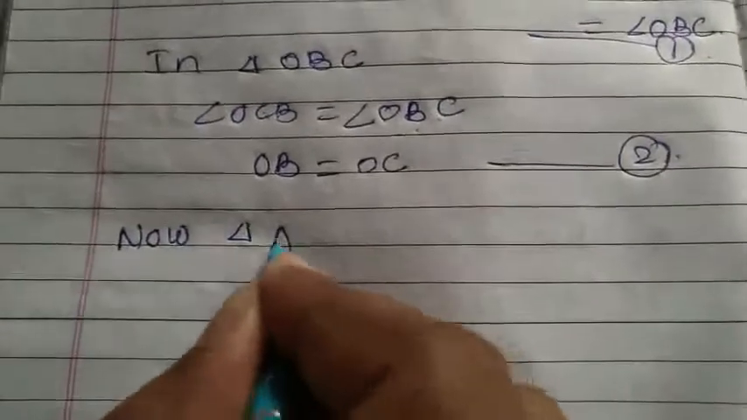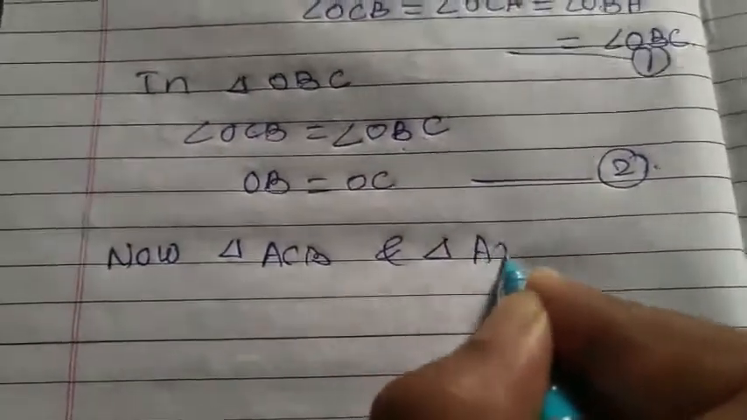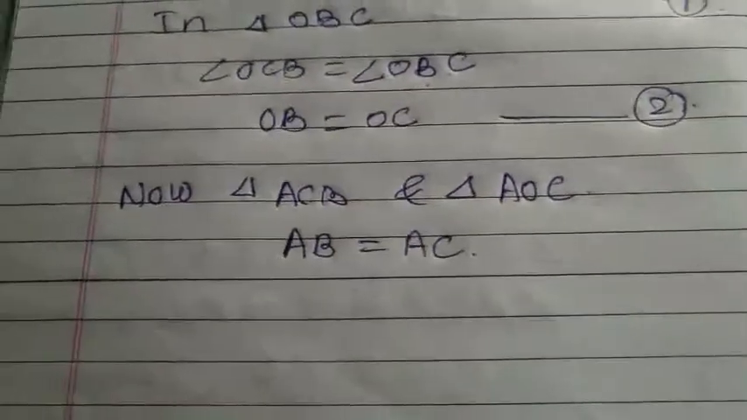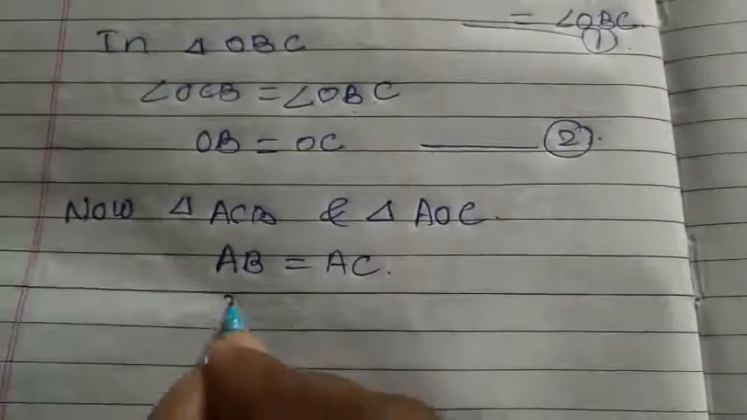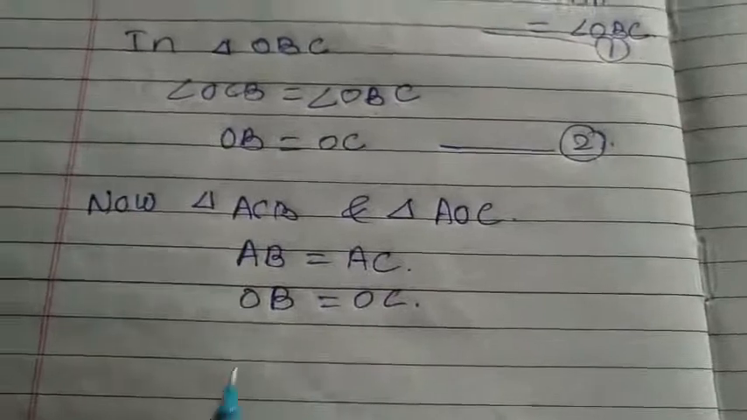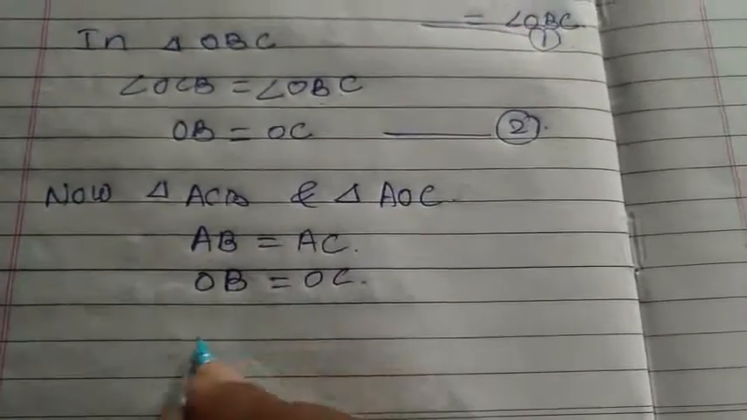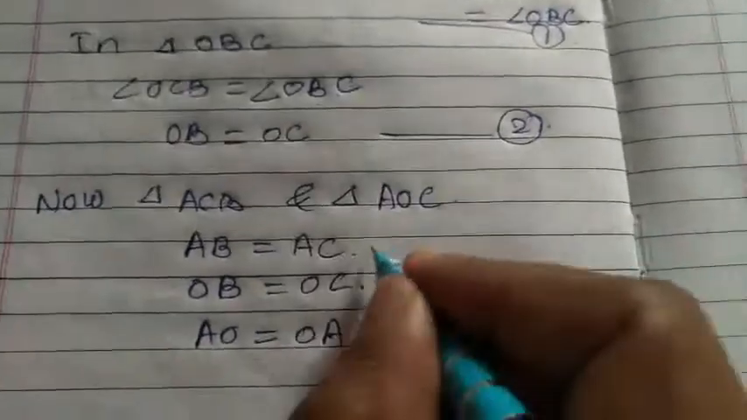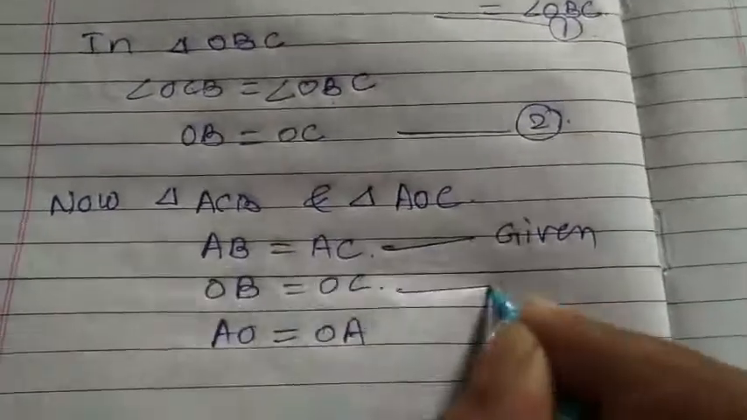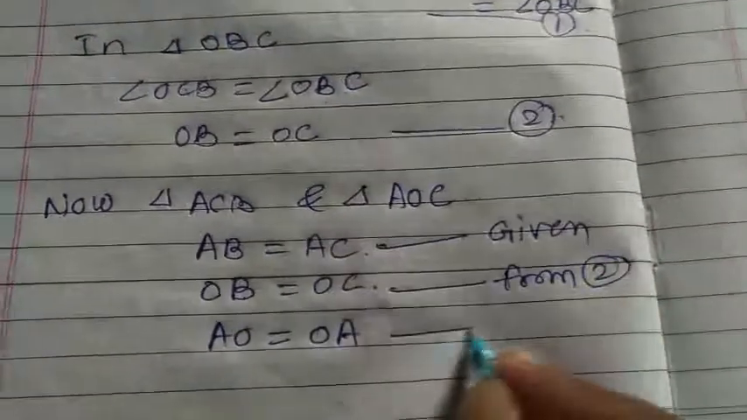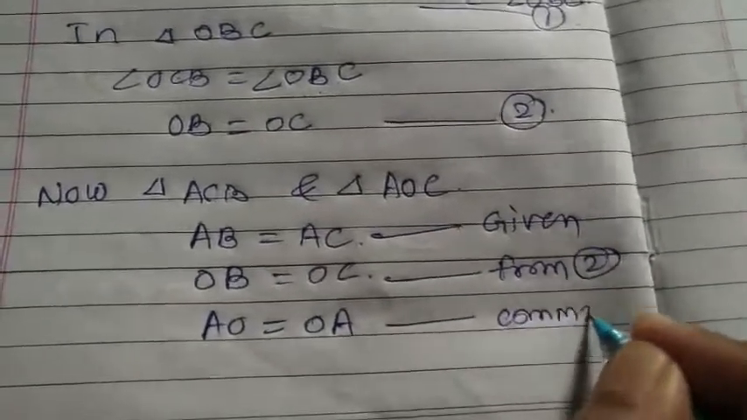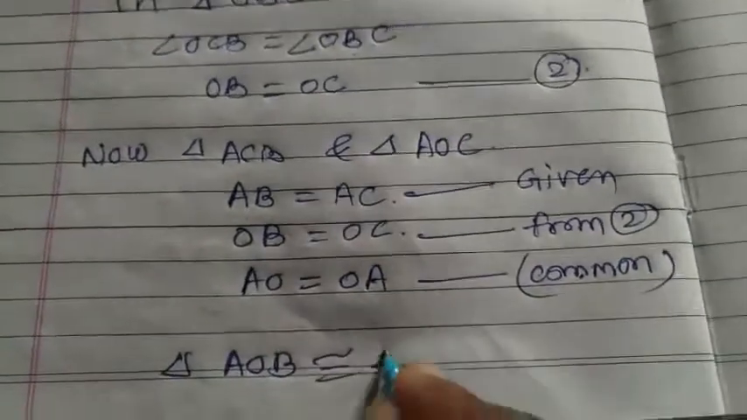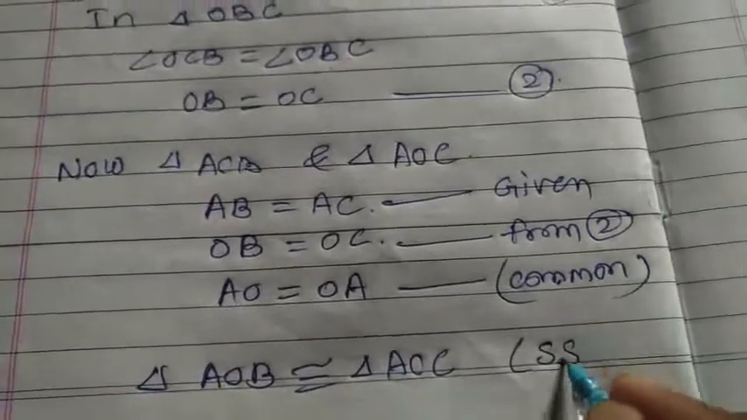Now consider triangle AOB and triangle AOC. AB is equal to AC. Already it is given. Now from equation 2, OB is equal to OC. These two sides are equal, and AO is equal to AO, which is the common side. Therefore triangle AOB is congruent to triangle AOC by SSS criteria.